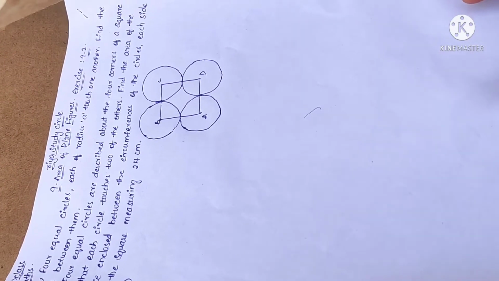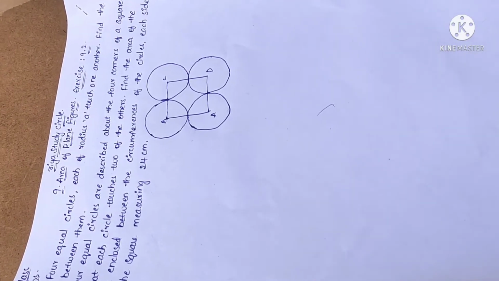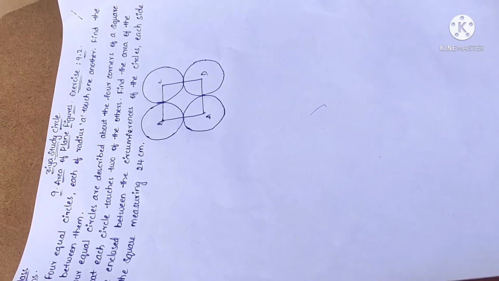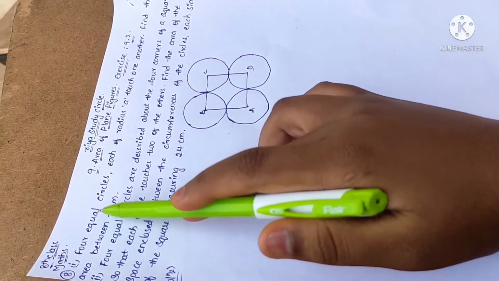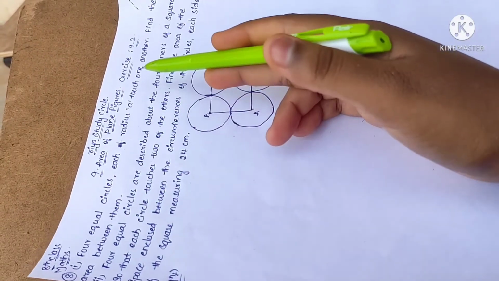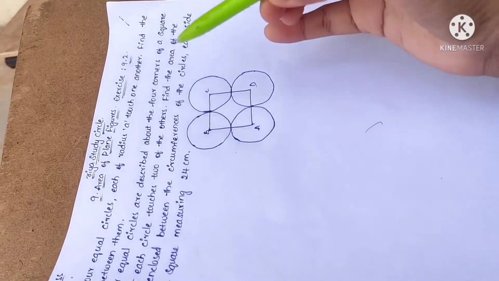Today I am going to explain 8th class maths chapter 9, area of plane figures, exercise 9.2, problem 8. In the 8th problem we have two bits. The first one is: 4 equal circles, each of radius a, touch one another. Find the area between them.